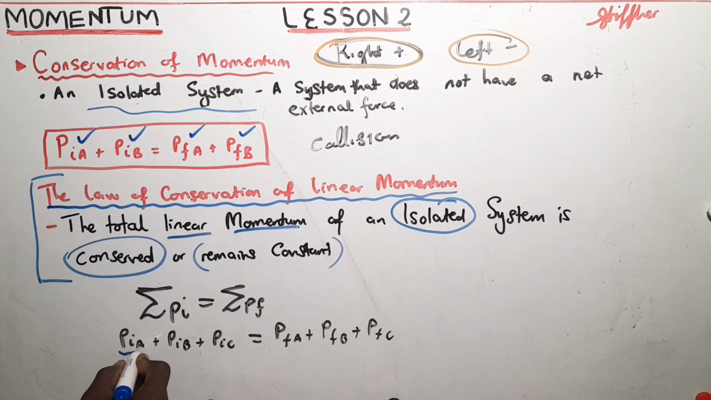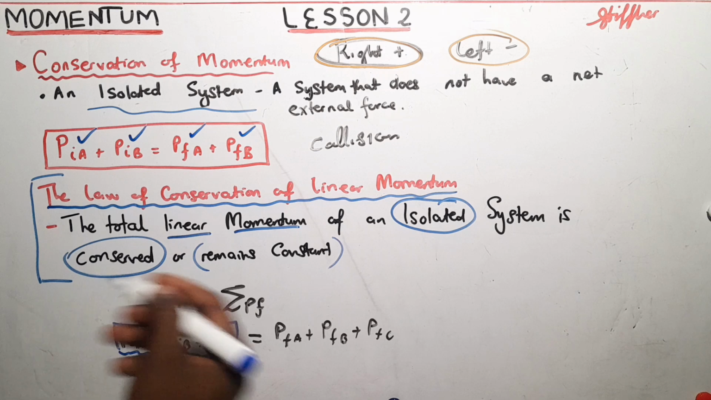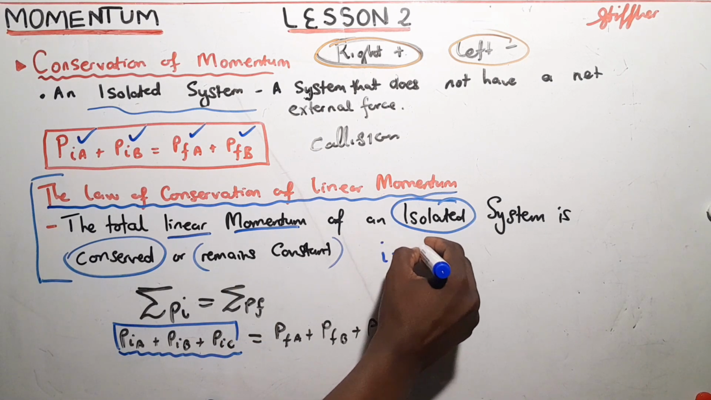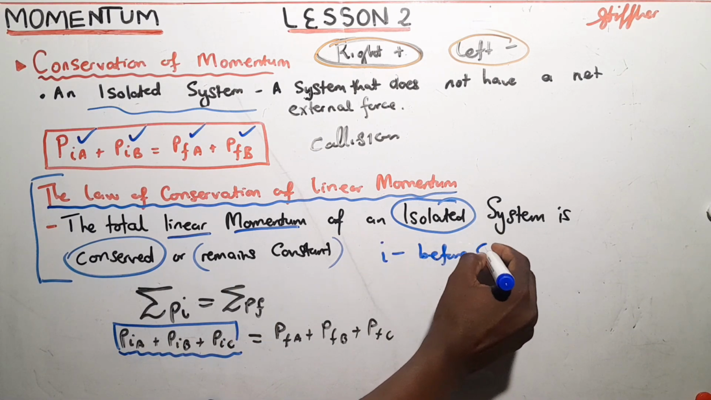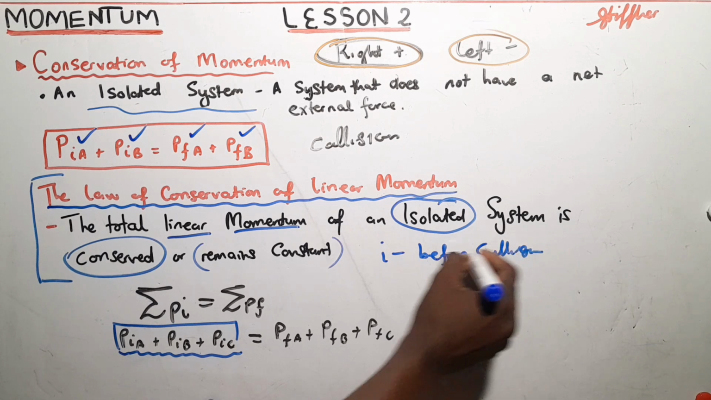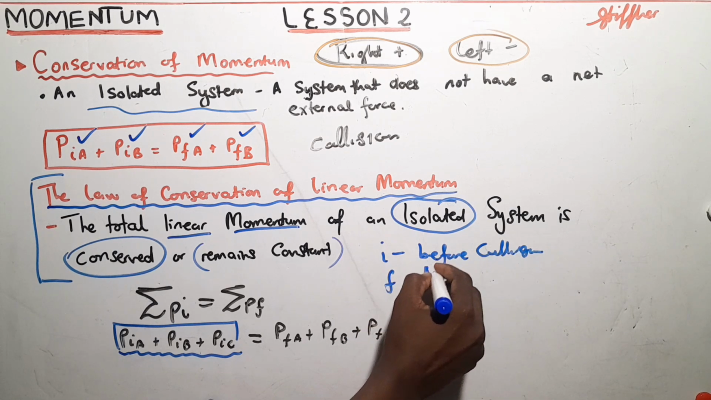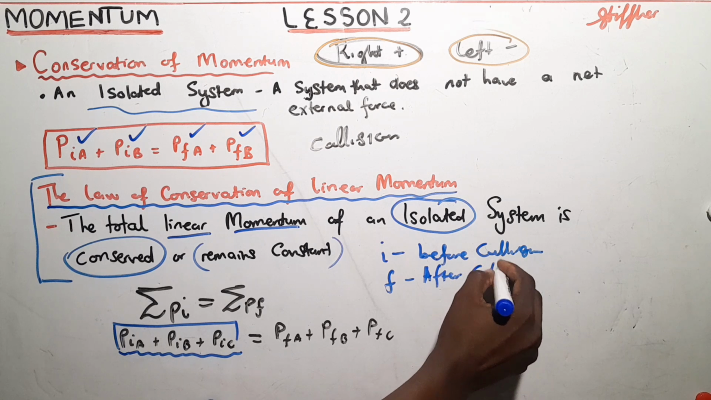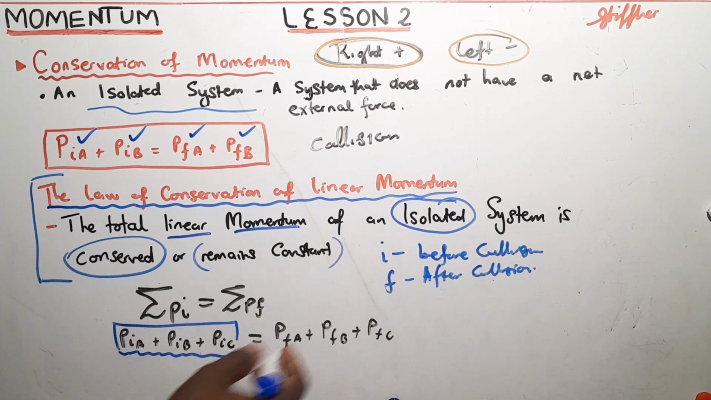So it means that if we add all the momentums of these objects before the collision, so initially, like I explained, we're not talking about initially, we're talking about before the collision. And we're not talking about the final, we're talking about after the collision. So the total linear momentum of that isolated system will always be constant or will always be conserved, right? So now, how are you going to apply this law of conservation of linear momentum?